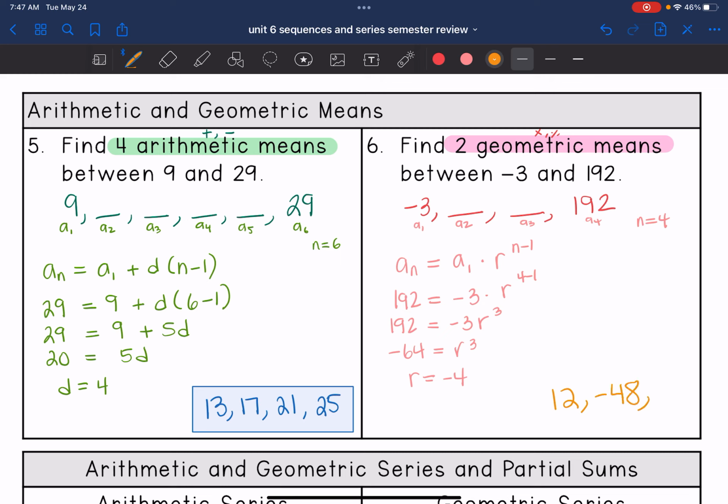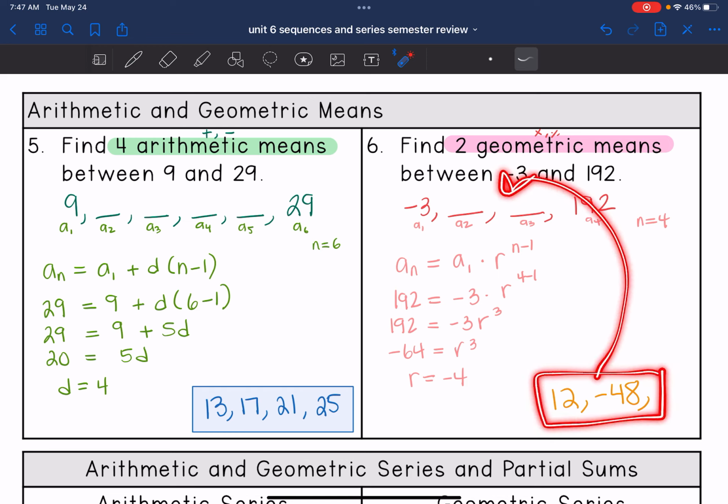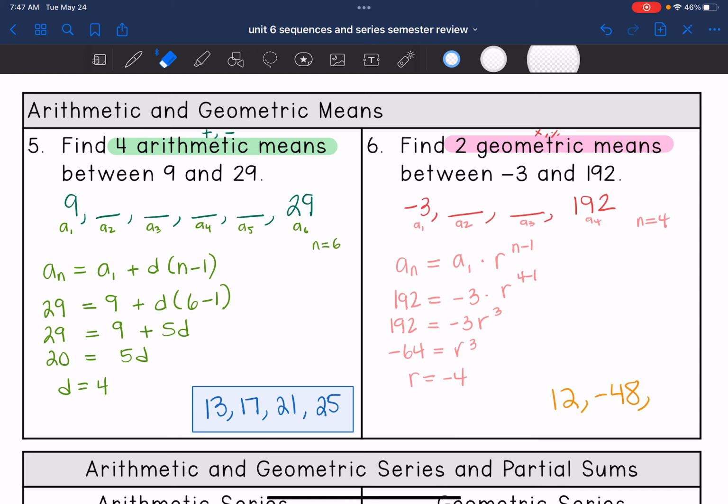And then if I multiply that by negative 4, that gives me positive 192, which is where I'm supposed to end up. So these two numbers here are what go in those blanks. Let me erase that comma. I only needed those two numbers. Okay, so those are my answers.